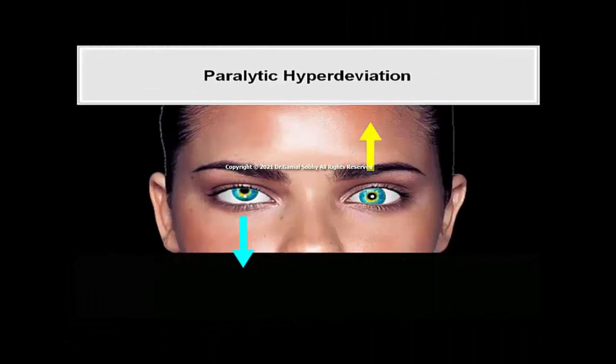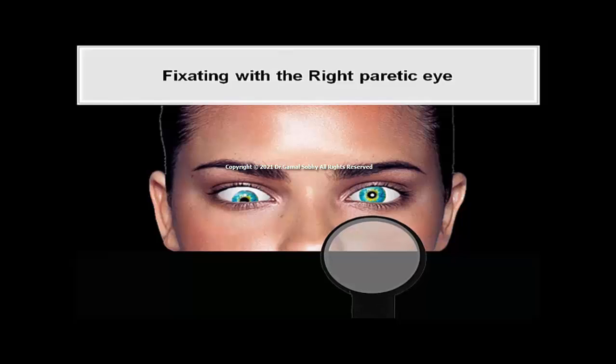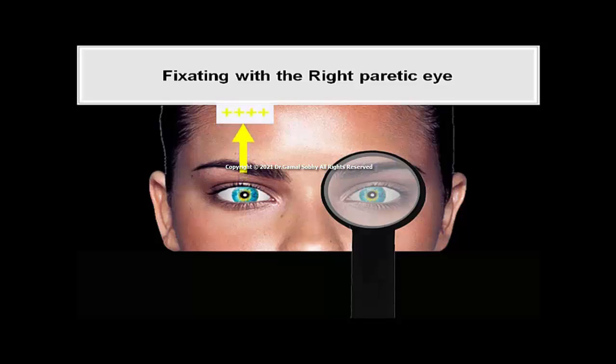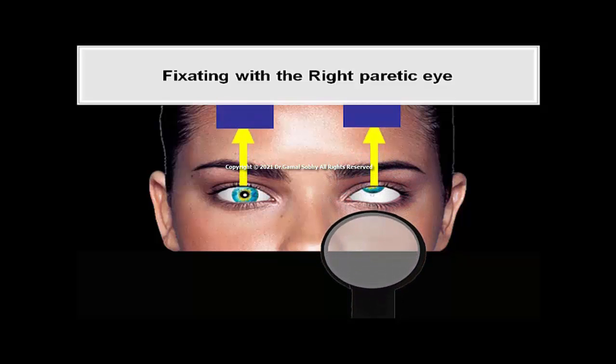Paralytic hyperdeviation is more difficult to diagnose because it is necessary to differentiate between a pair of elevators, the superior rectus and the inferior oblique muscles, and a pair of depressors, the inferior rectus and the superior oblique muscles in each eye. In right elevators paralysis, when the patient is fixating with the right paralytic eye, he exerts maximal innervational effort to move the right paralytic eye into primary position. Consequently, according to Hering's law of equal innervation, excess innervation goes to the yoke elevator muscles of the other eye, causing excessive elevation of the left eye.